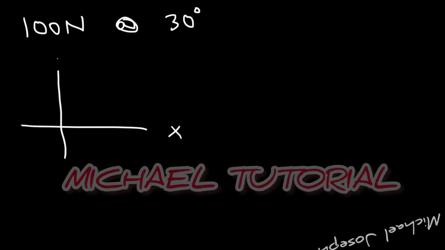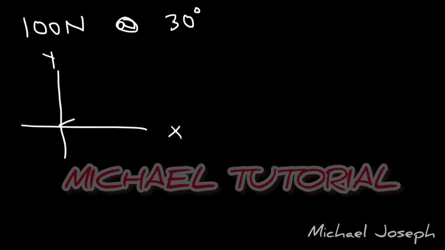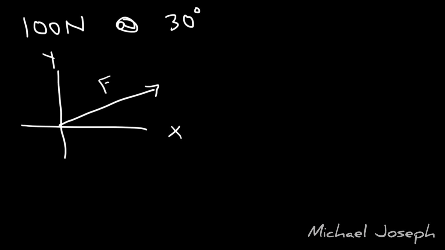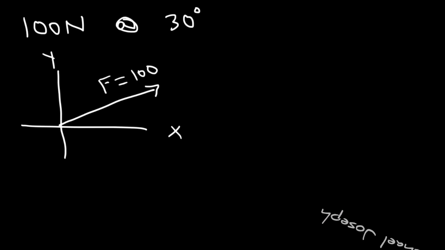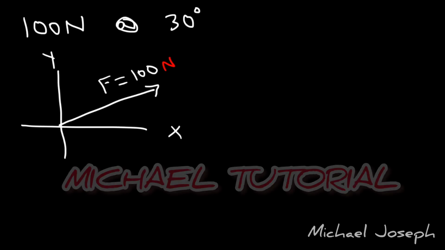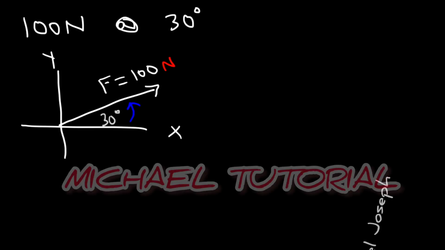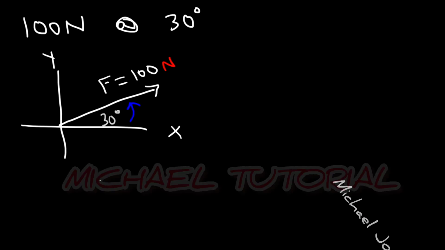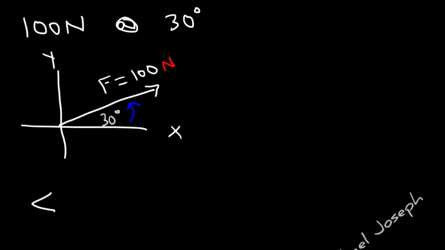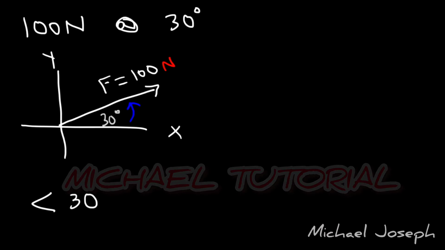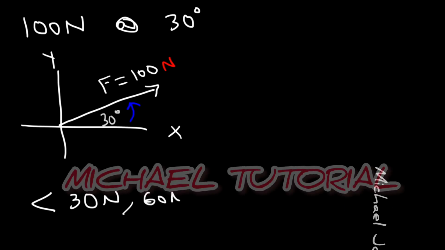So let's say this is the x-axis, this is the y-axis. So we have a force of 100 newtons at an angle of 30 degrees relative to the x-axis. So you can also describe the magnitude and direction graphically. Another way in which you could describe a force is by expressing its components. So you could say its x component is 30 newtons and its y component is 60 newtons.